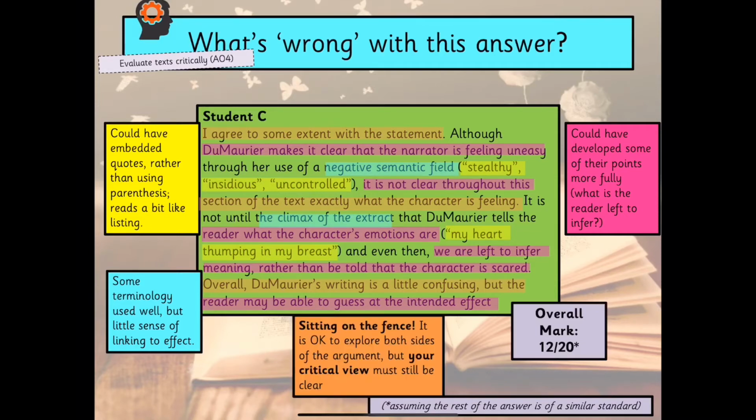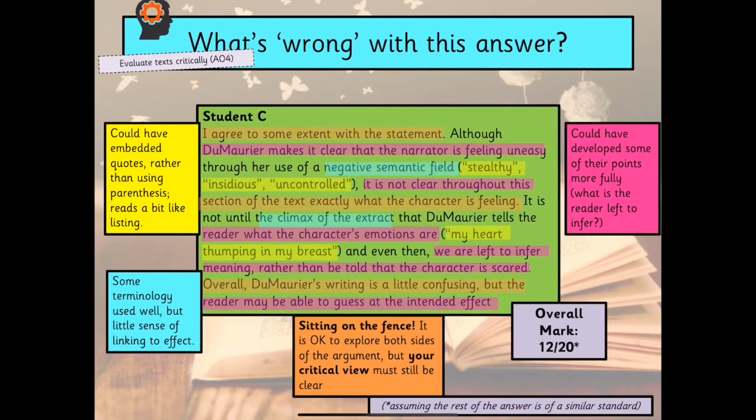And the thing that I struggle with in this particular answer is that they are sitting on the fence. It is okay to explore both sides of the argument, but "I agree to some extent. This section of the text shows us exactly what the character is feeling. Overall, the writing is a little confusing." There's no sense that this student has actually formed their own critical opinion.